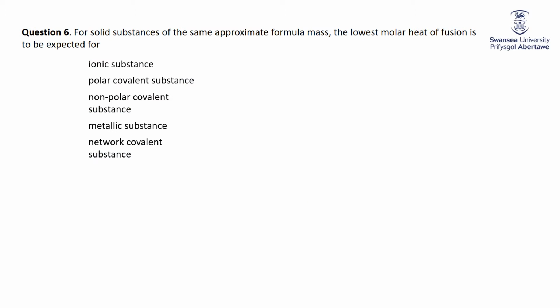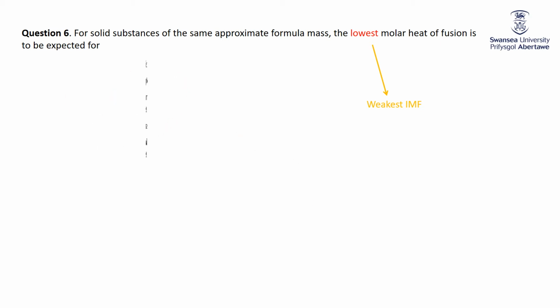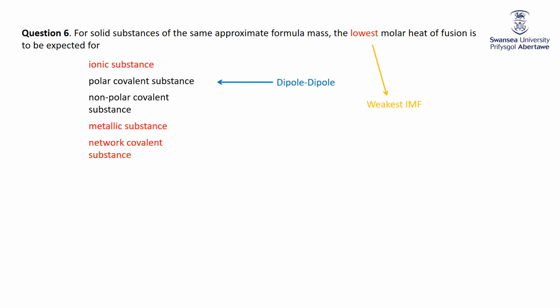For solid substances of the same approximate molar mass, the lowest molar heat of fusion is expected for, well, the lowest molar heat of fusion is going to go for the weakest IMF. So let's have a look at which of these is the weakest. Ionic bonds, nice and strong. Metallic bonds, pretty strong. Network covalent, nice and strong. So it's between the polar and the non-polar. And of course, polar with the dipole-dipole, much, much stronger than the poor little London dispersion, otherwise known at A levels as the van der Waals forces. So therefore the lowest molar heat of fusion will come for the non-polar covalent substances with those really weak, pathetic London dispersion forces.